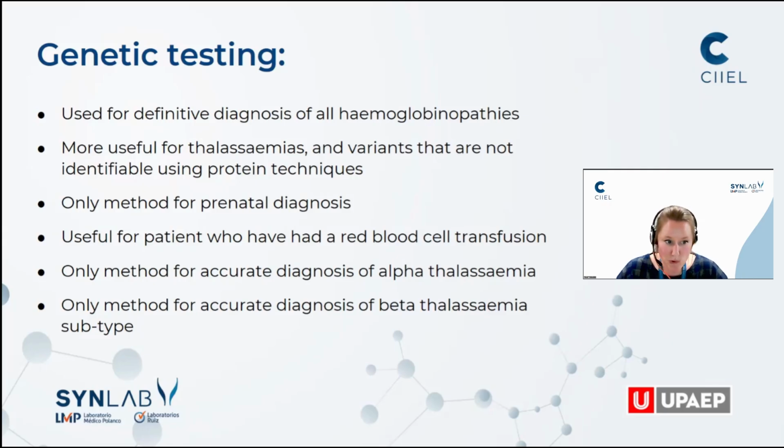So genetic testing is more useful for thalassemias and hemoglobin variants that are not identifiable using the protein techniques that we discussed. And it's also the only method available for prenatal diagnosis. And this is because in a prenatal setting, you can't assess the adult hemoglobin content of a developing fetus. So a sample is taken of fetal tissue, so that's either via a chorionic villus sample or an amniocentesis at the moment.